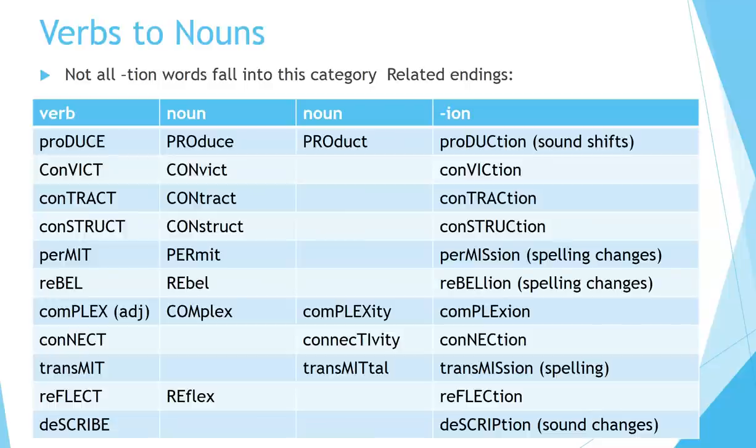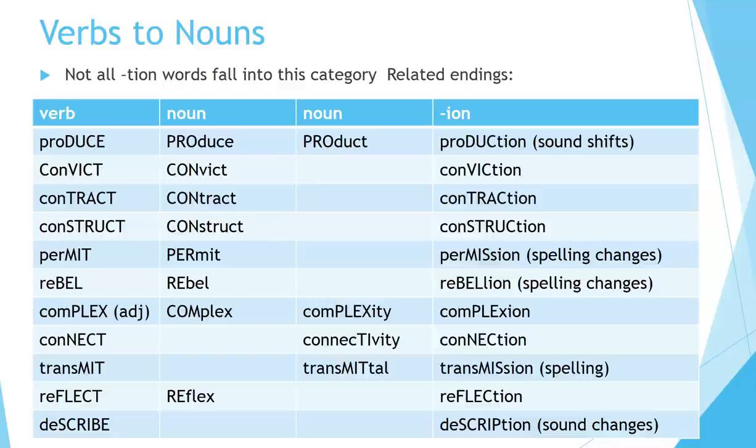Verbs to nouns. Not all T-I-O-N words fall into this category. Here are some related endings. I'll read the words across this time. Produce, produce, product, production. Notice the sound shifts. We have stress and also sound changes. Produce, produce, and product, which is an object. So produce has a long O, product has a short O. And then, of course, production, with this word, the stress is right before the T-I-O-N ending, the second from the last syllable. Let's look at some more examples.